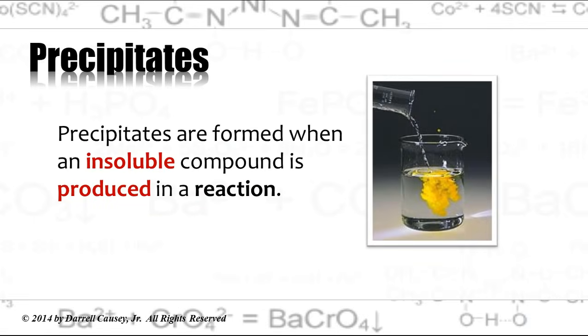A precipitate is something that's formed when you mix two chemicals and an insoluble compound is produced in the reaction. This is a precipitate. That precipitate is an insoluble solid.